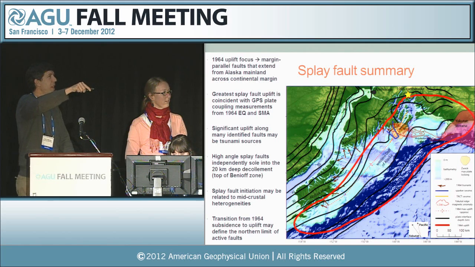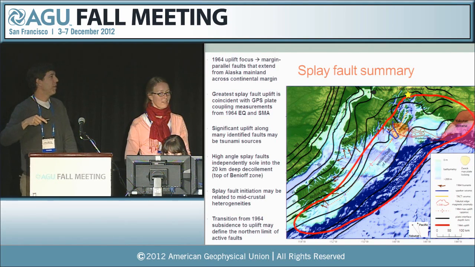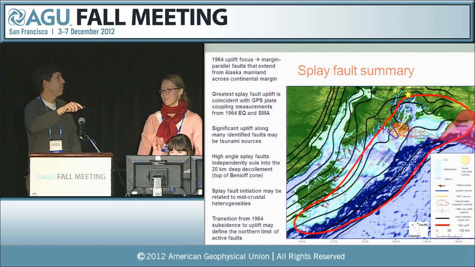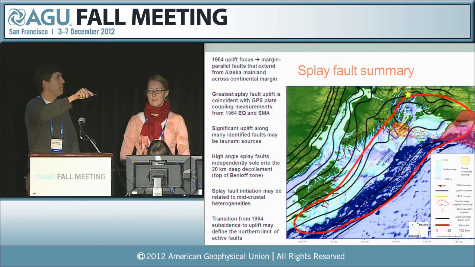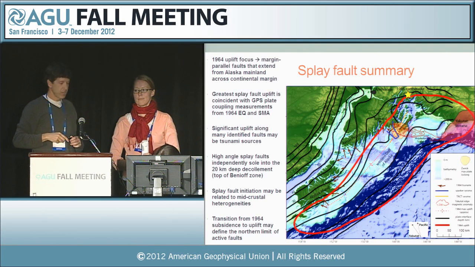And these high-angle splay faults that surface here seem to be originating from this 20-kilometer deep décollement at the top of the Benioff zone, and they seem to be related to heterogeneities in the mid-crust. And I'll leave it at that. Thank you.